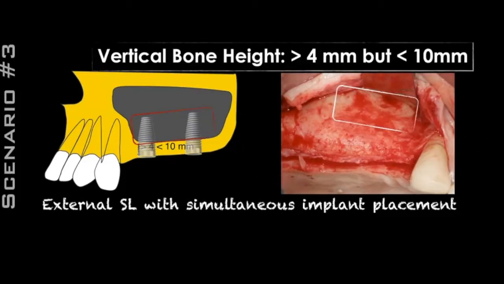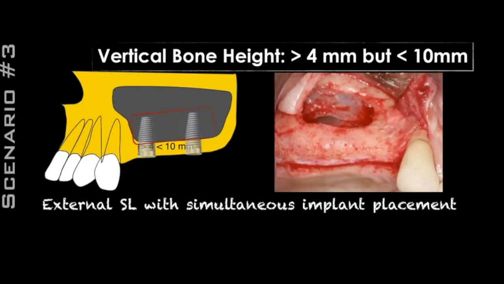So going back over here, we go ahead and we do a complete osteotomy. We remove the wall of bone, and we can see that there's a perforation over there.